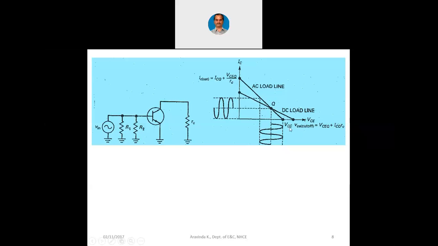Similarly, you can see there is a small error here. VCC is supposed to be to the right side. VC cutoff is supposed to be to the left side. This VCEQ plus ICQ RC is supposed to be to the left side. But anyhow, it is VC cutoff corresponding to both of them.